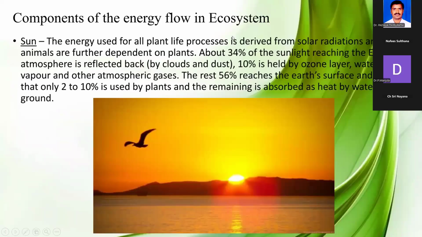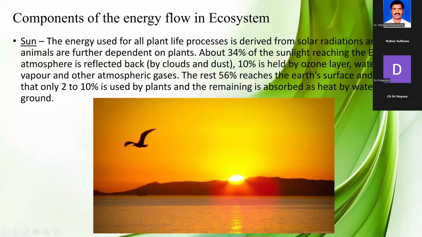So what are the components of energy flow in an ecosystem? The first one is the main source, that is the sun. The energy used for all plant life processes is derived from solar radiation, and all animals are further dependent on these plants. So the main producers are the plants. They synthesize the food materials and it is transferred to the other organisms, that is the animals.